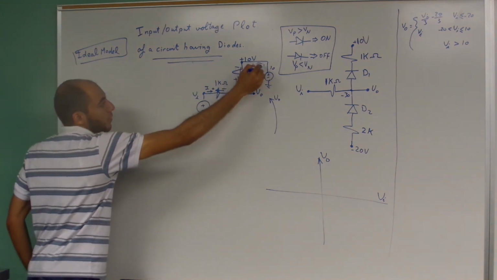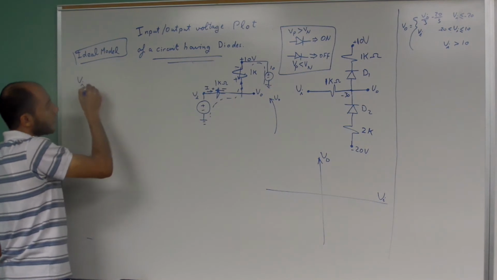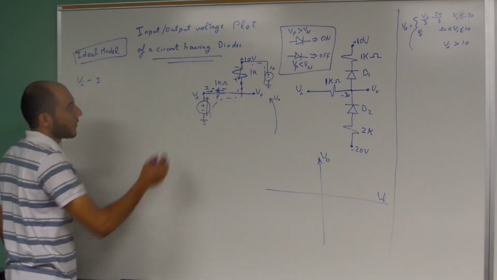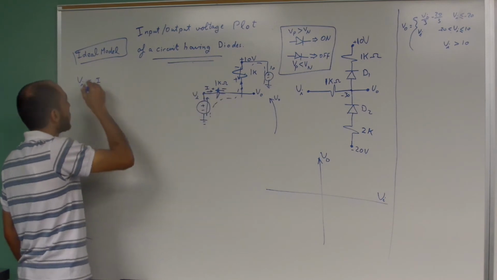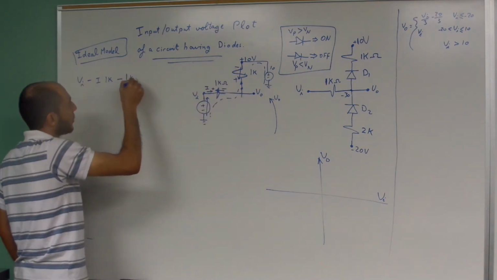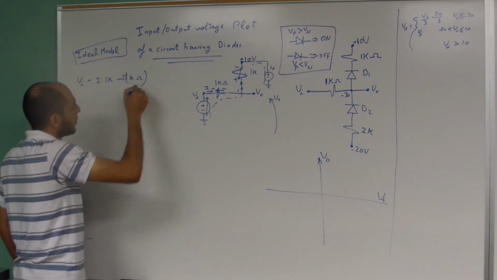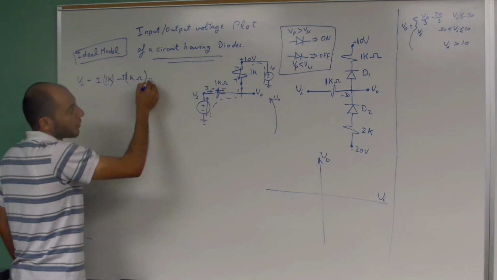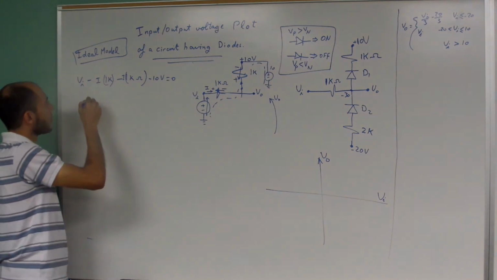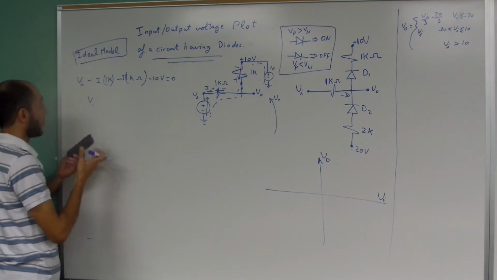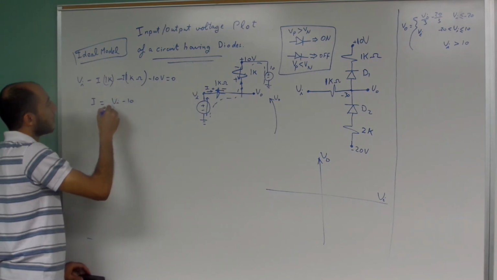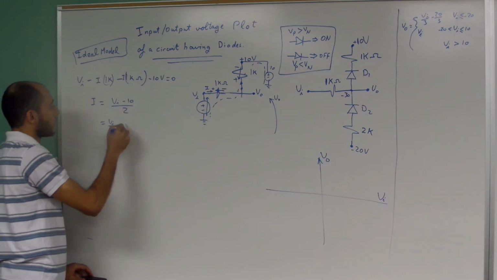Let's put KVL in this loop, that is 10 volts. KVL in this loop: V input minus I times 1 kilo ohm, the voltage in that direction, minus 1 kilo ohm multiplied by I, and then minus 10 volts equals 0. Which ends up with I equals (V input minus 10) over 2, that is V input over 2 minus 5.